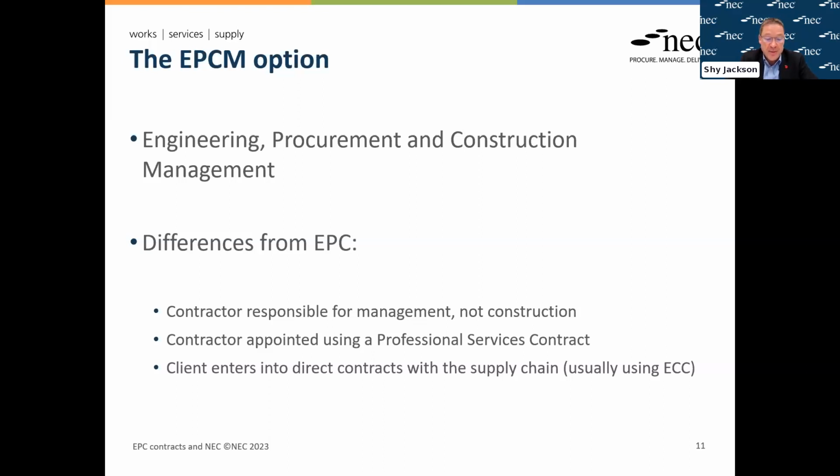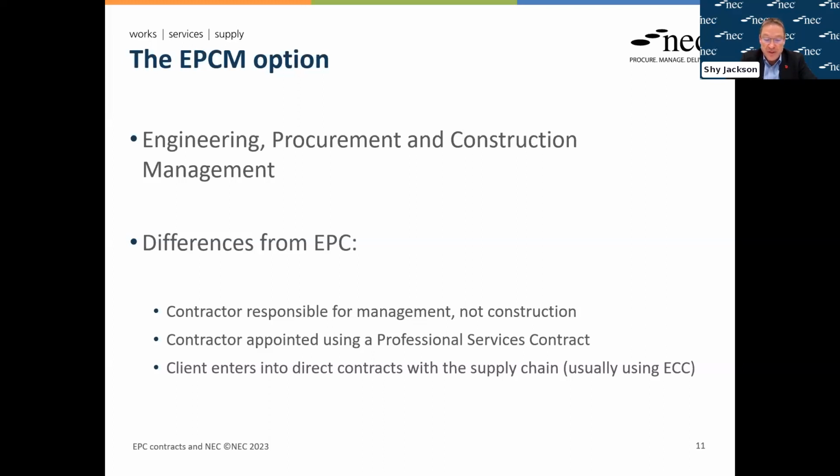And we see in the market that there is a growing interest. And just for example, in April this year, ICME published the Blue Book, which is their version of an EPCM contract. So how does it work in practice? In very simple terms, the contractor is appointed, but not to effectively design and construct, but to manage the works. Quite often, this will be done under a professional services contract.